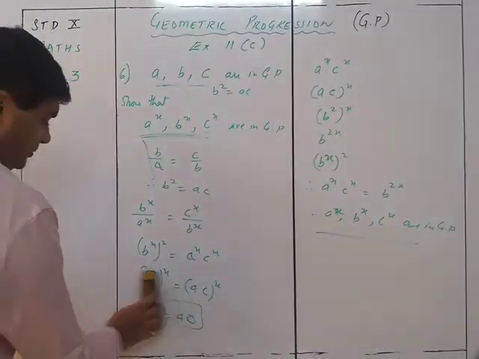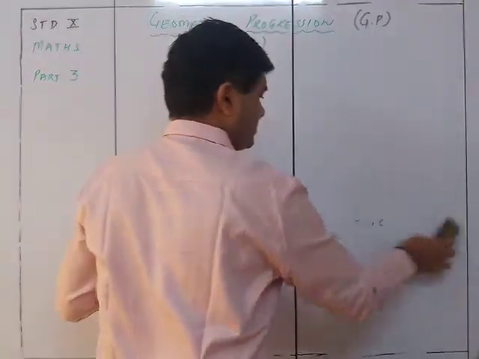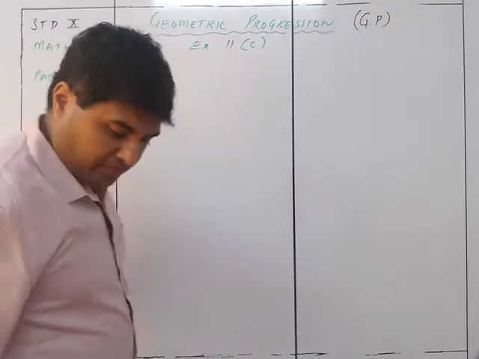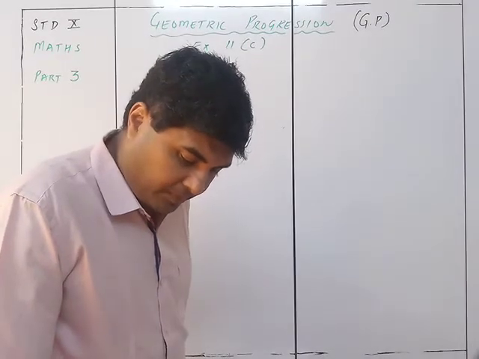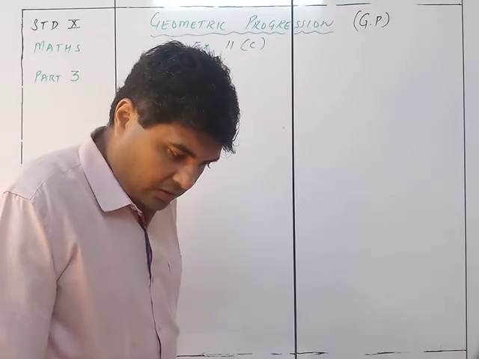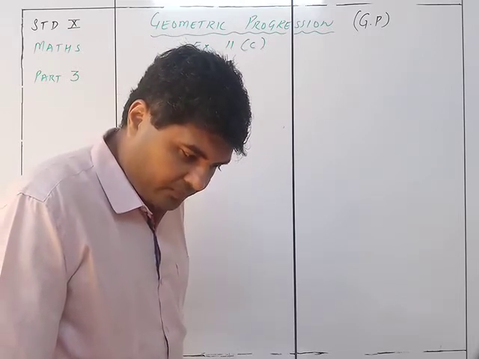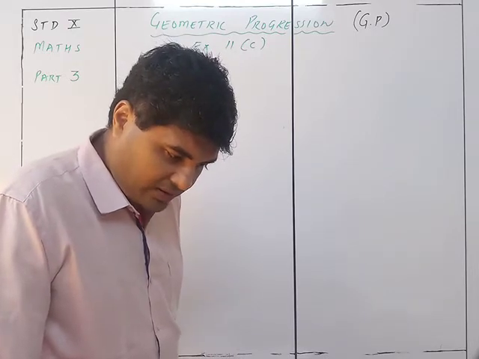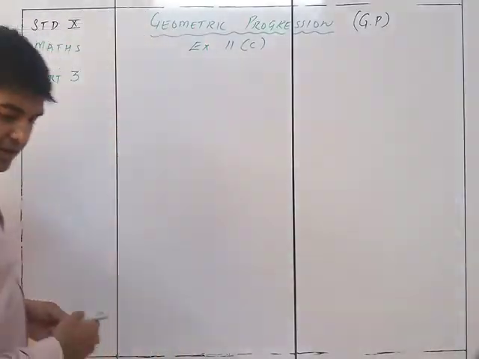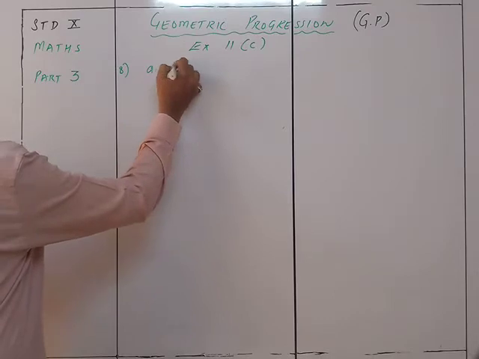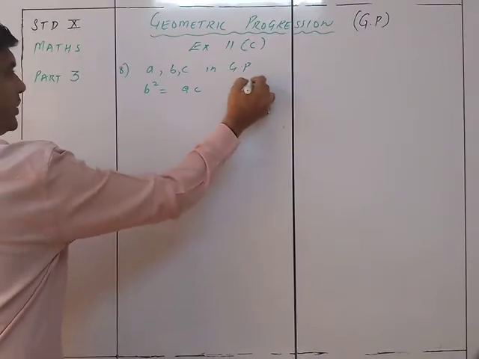Take the sum number 8 now. So sum number 8 is A, B, C are in GP, AX, BX, BY, CY are in AP. Prove that 1 upon X, 1 upon Y is equal to 2B and A upon X, C upon Y is equal to 0. Okay, let's see this one. So first thing what we have is A, B, C are in GP. Therefore, B square is equal to AC. That's the first thing what we have.